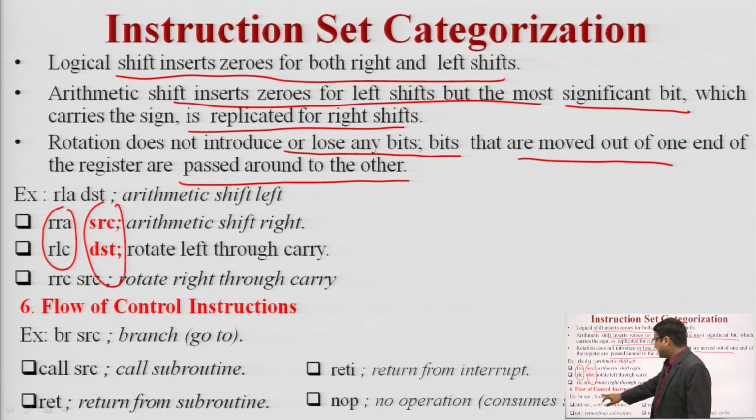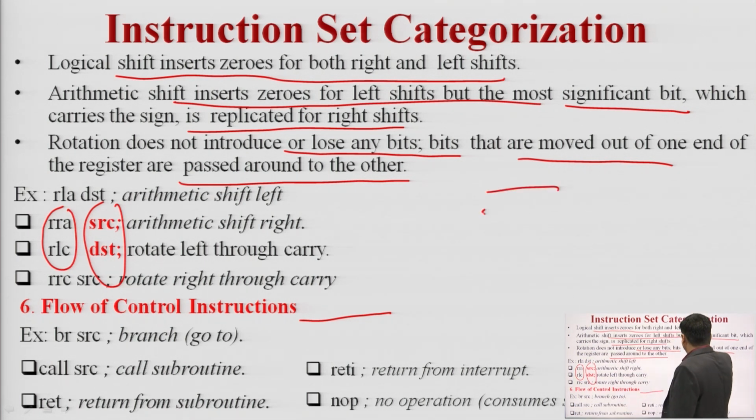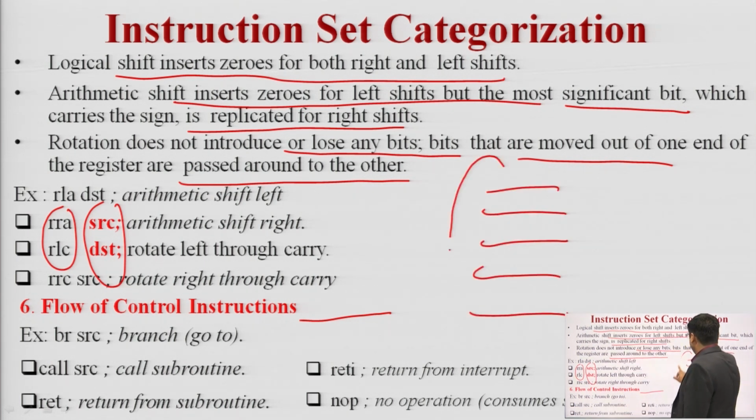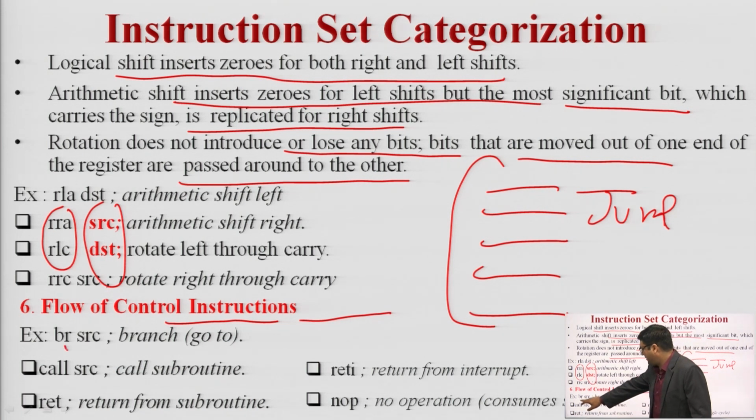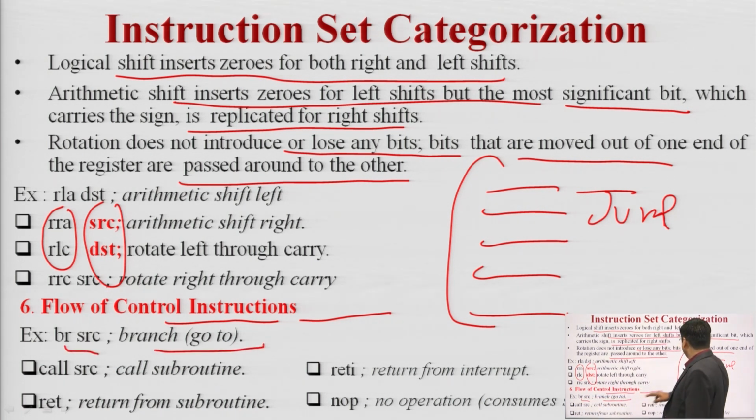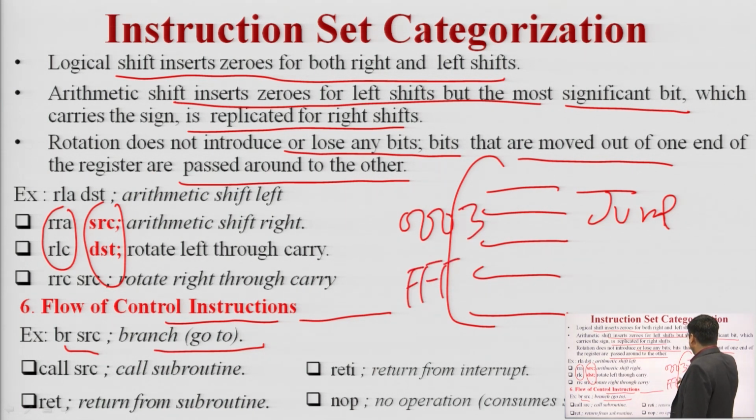Okay, the last one is the flow of control instructions. It means that if we want to control our program execution, it will be done through flow of control instructions, carried out through jump instructions. For that we have BR SRC, branch, to go from one memory location to another. For example, if this is 0003, we want to move our value to FFFA. All of this is carried out through flow of control instructions.